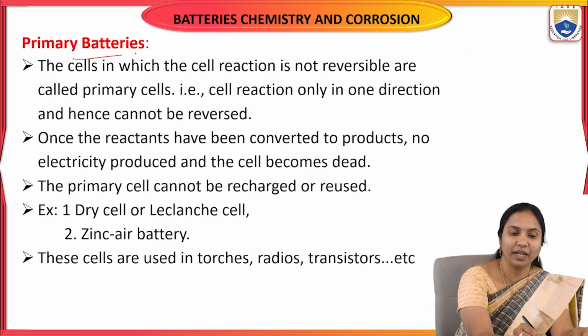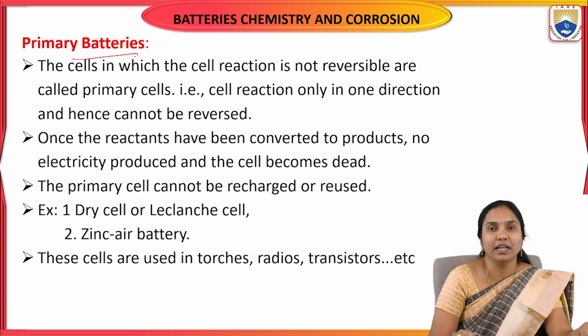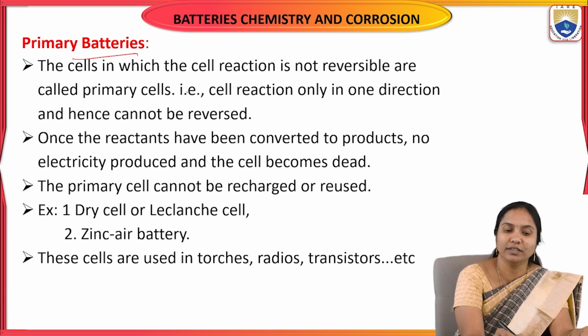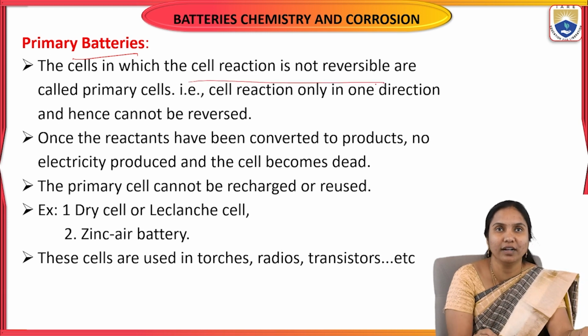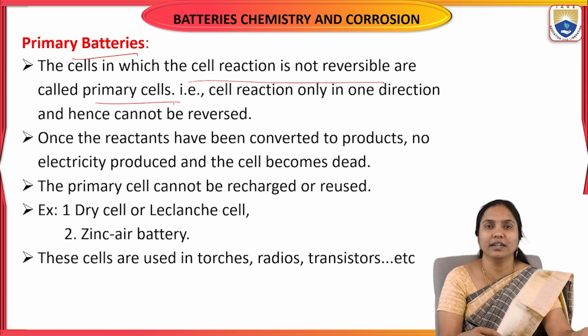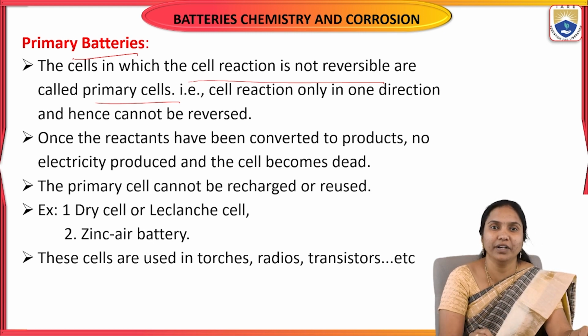What is the meaning of a primary battery? The cells in which the cell reaction is not reversible, that is irreversible, are called primary cells. That means the cell reactions take place in only one direction. Once reactants convert to products, it becomes dead. Simply we say use-and-throw batteries are called primary batteries.